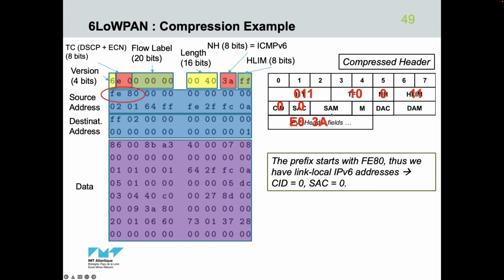While the stack field is also labeled 0, so this one here, to indicate that a stateless approach is employed for the compression of the source address, which means basically that a link local prefix is used. How do we know that? If we go to the beginning of the IPv6 address, FE80, so this is a typical link local prefix. So based on this information, we know that we have a link local, so we can indicate the SAC value as 0.